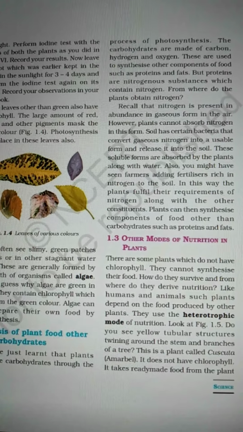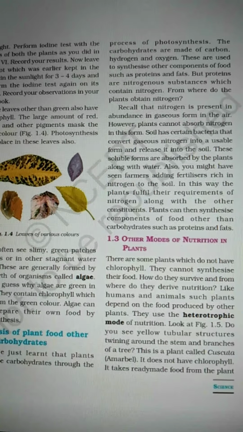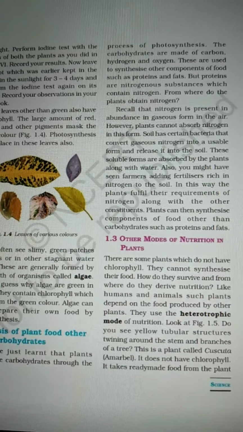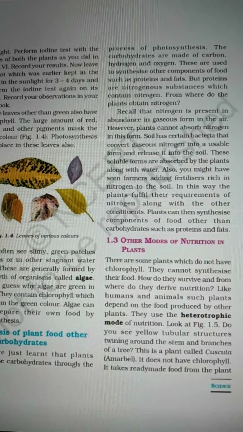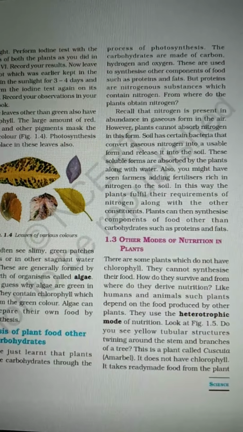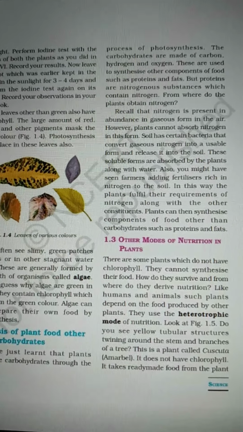So with the help of carbon, hydrogen and oxygen, carbohydrate is made. Protein is made with the help of nitrogen. Plants get oxygen and carbon dioxide from air. But where do they get this nitrogen?